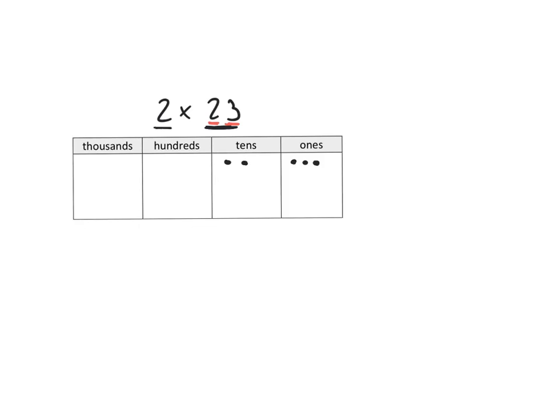Now to show that I'm multiplying it by 2, I'm just going to make 2 copies. So there's my second copy of the tens, my second copy of the ones. So now all I have to do is count how many tens I have in my answer. So I have 4 tens, and then how many ones I have, which is 6 ones. So I get my answer of 46.